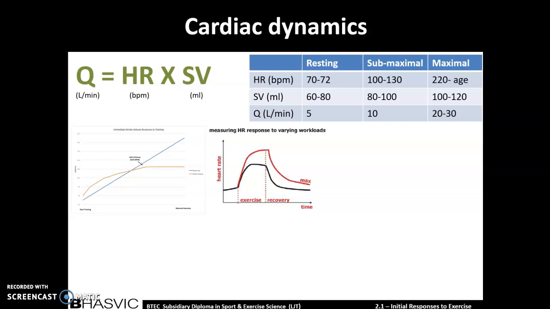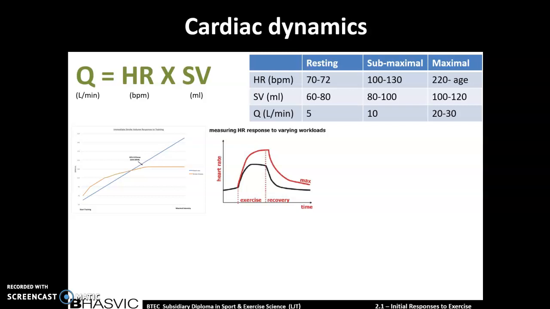effectively threshold, and then when exercise stops and the recovery period begins, there's a rapid decrease of heart rate, followed by a shallow decrease before heart rate then returns back to the resting 70 to 72 beats per minute.